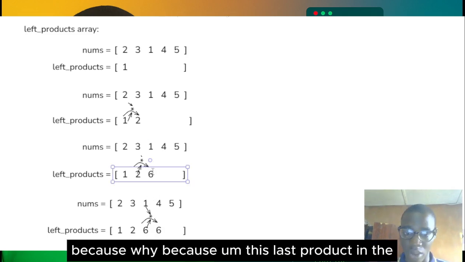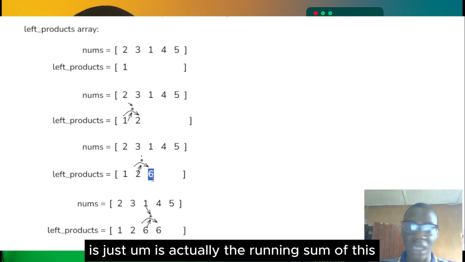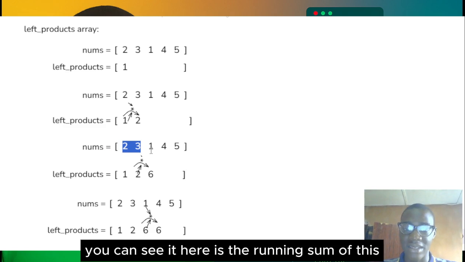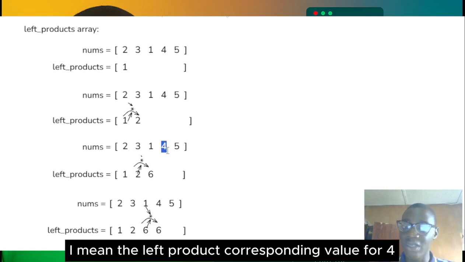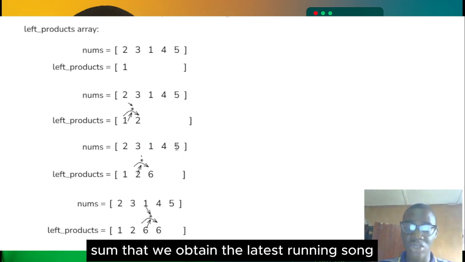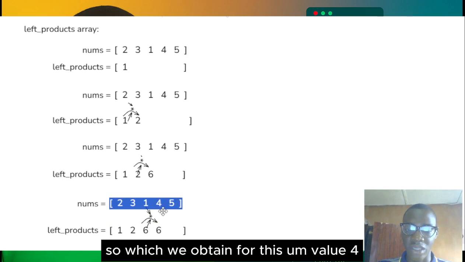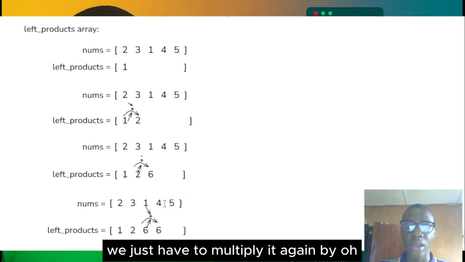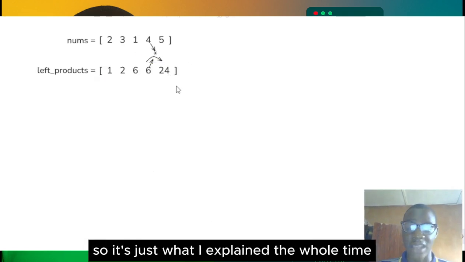Why? Because this last element in the left product array is actually the running sum of this. You can see it here, it is the running sum of this. So now to get the value for this number 4, I mean the left product corresponding value for 4, we just have to multiply that running sum by 1, and to get for 5, we just have to multiply the latest running sum, which is 6, which is this 6 here, which we obtained for this value 4. We just have to multiply it again by 4, and that's why you will see it as 24 right here, right? So it's just what I explained the other time.